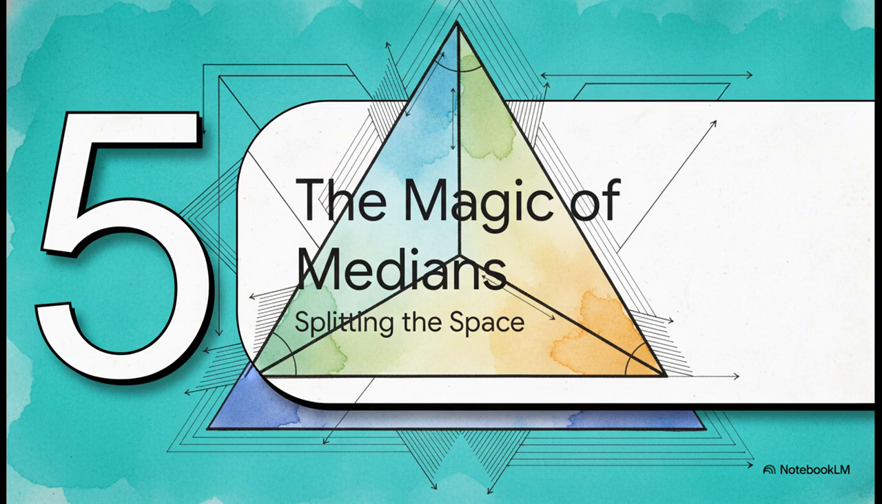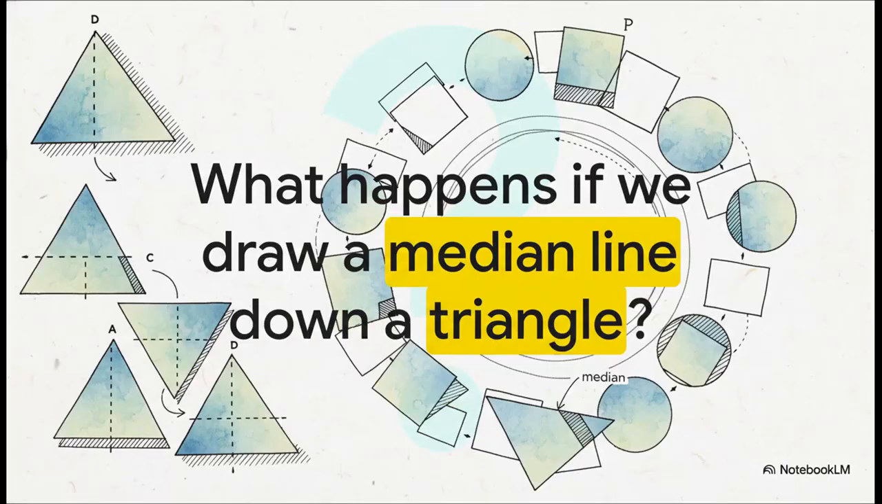All right, section 5, the magic of medians, splitting the space. Now we're going to take these parallel tracking rules and apply them straight inside the triangle itself. Let's ask a deceptively simple question. What happens if we just draw a line straight from the top tip of a triangle right down to the exact midpoint of its base? It sounds like an everyday geometry homework problem, but the implications for the area are actually mind-blowing.